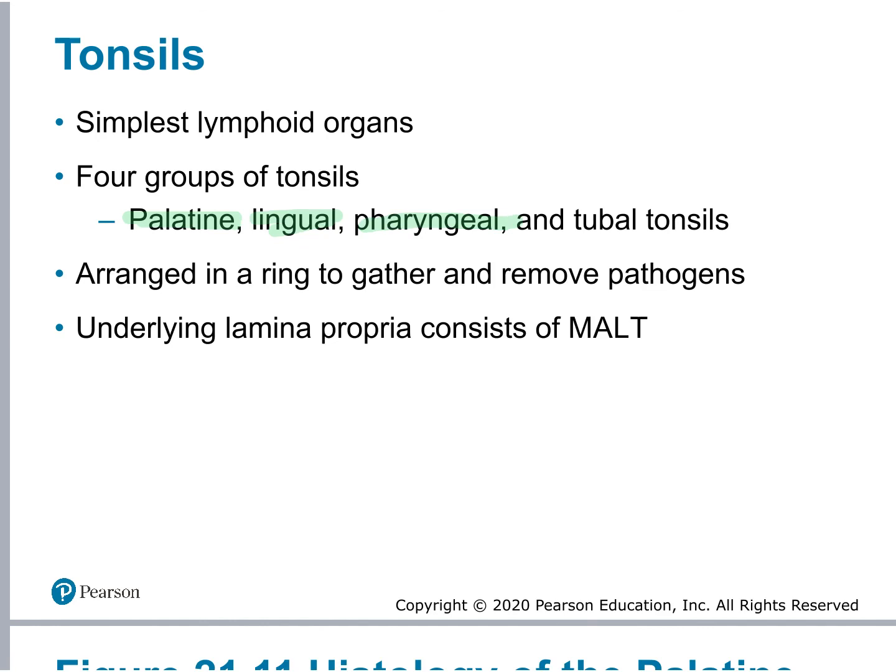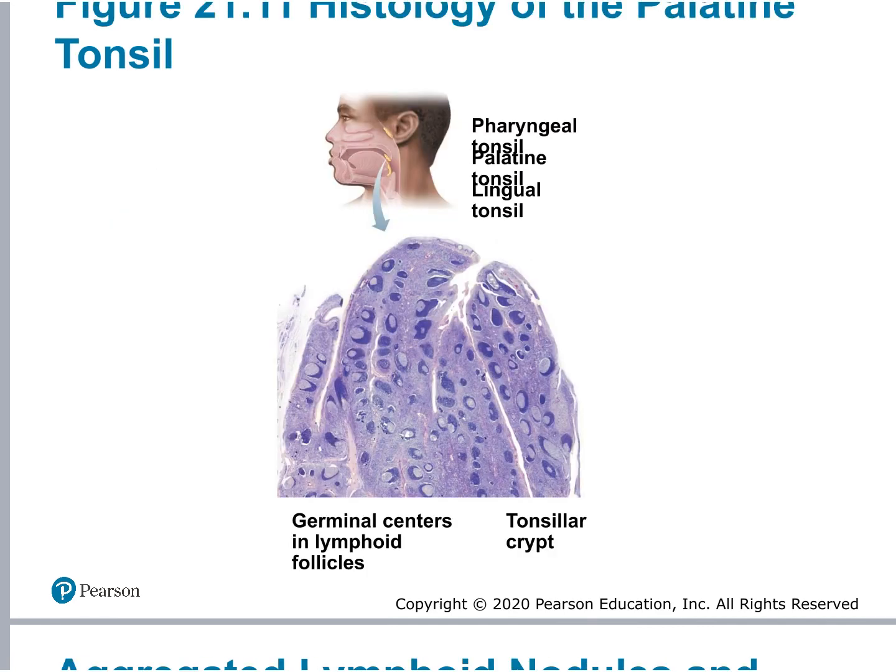Let's look at the next picture. The pharyngeal tonsils, those are the ones that are most superior, and they're right there. They're located behind the nasal cavity. They're also known as your adenoids, if you've heard of that before.